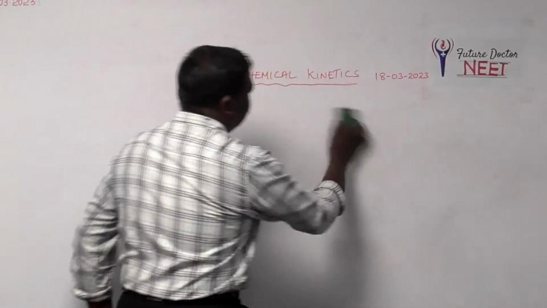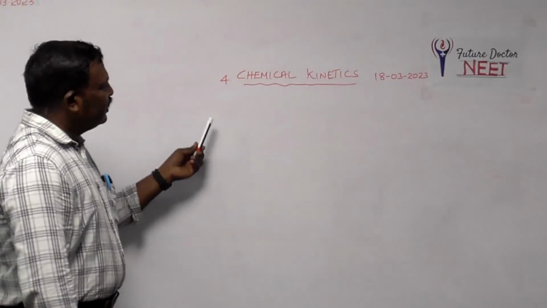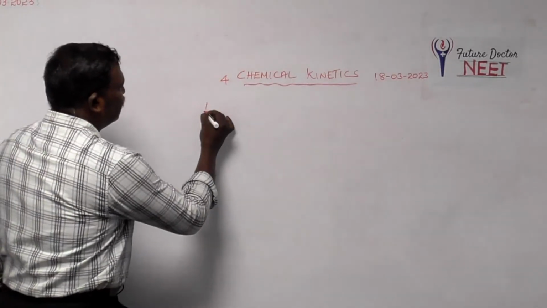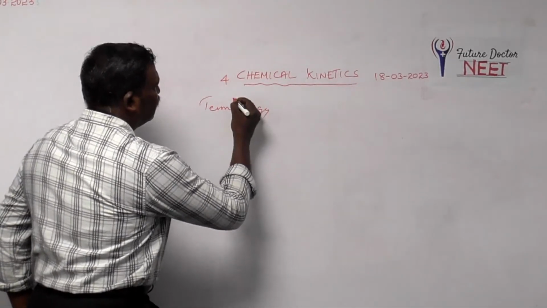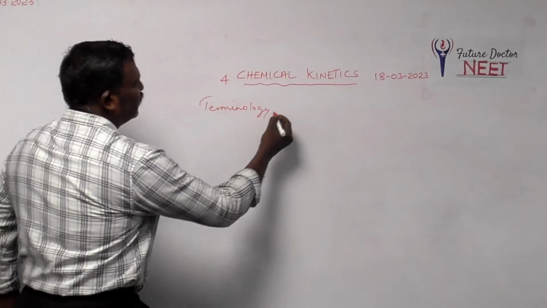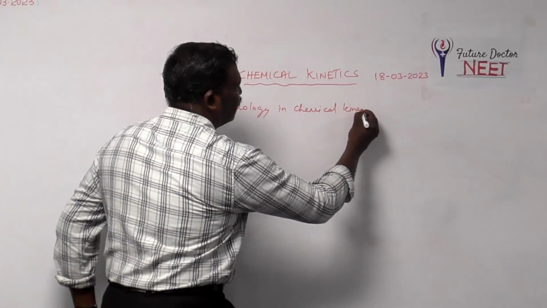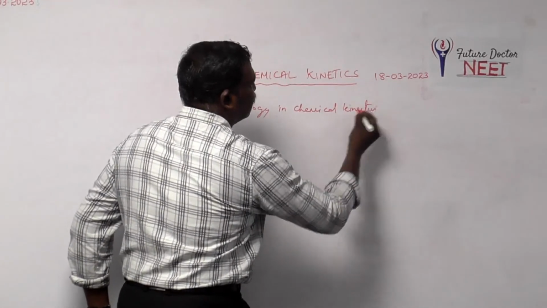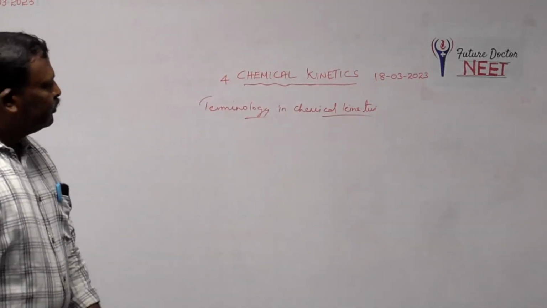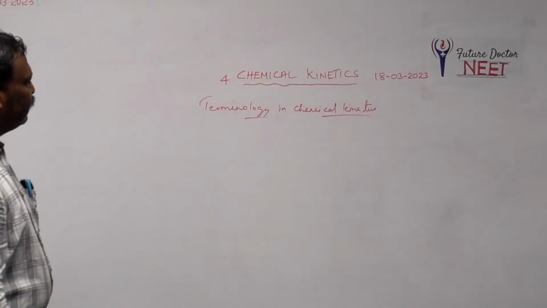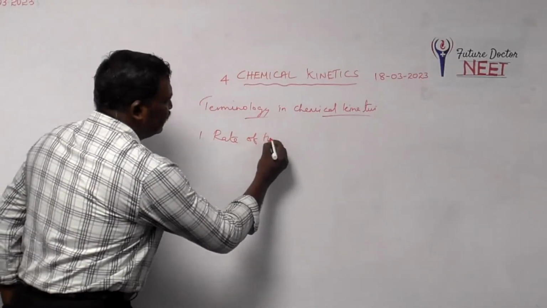Now, as usual, we are going to study some important terms in this lesson. First, put the heading: terminology in chemical kinetics. Okay. What are the important terms we're going to study? Understood? So the first term, you can write, is rate of reaction.